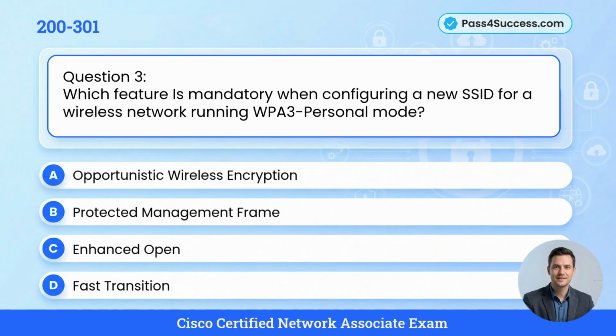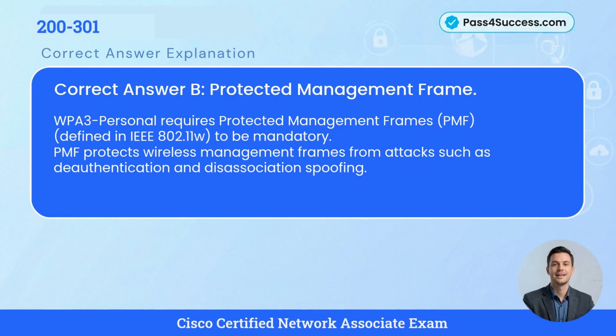Question 3. Which feature is mandatory when configuring a new SSID for a wireless network running WPA3-personal mode? A. Opportunistic wireless encryption. B. Protected management frame. C. Enhanced open. D. Fast transition. Pause for 5 seconds and choose the correct answer. Correct answer. B. Protected management frame.